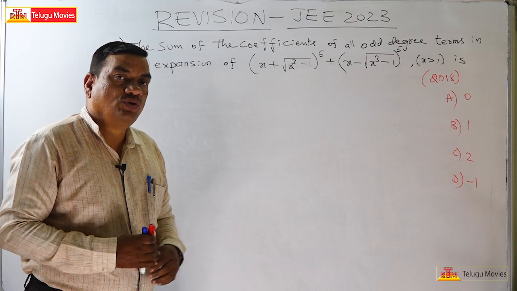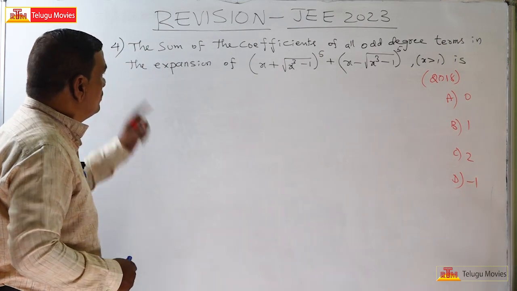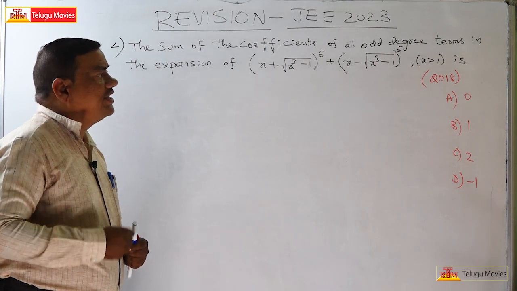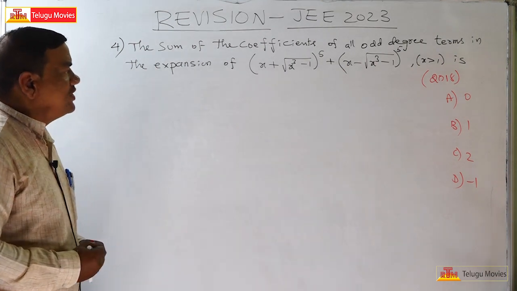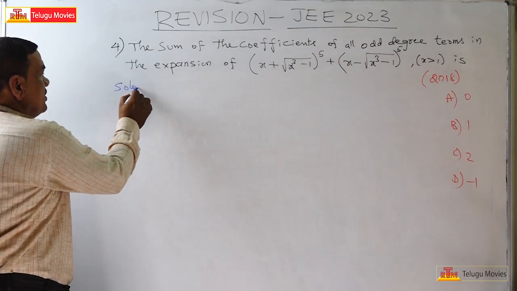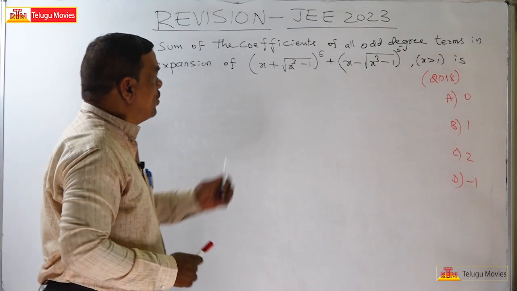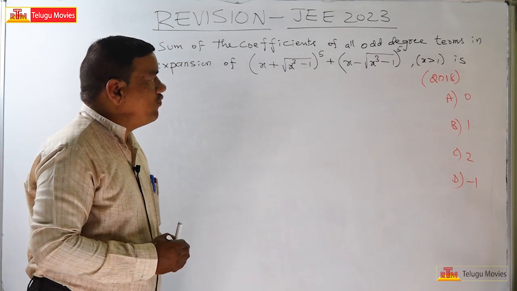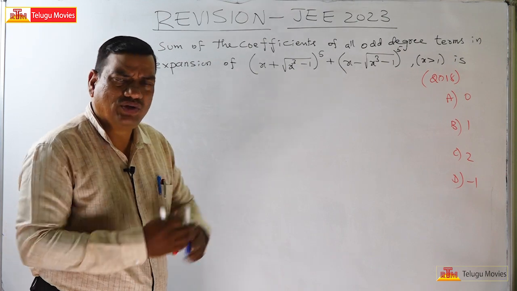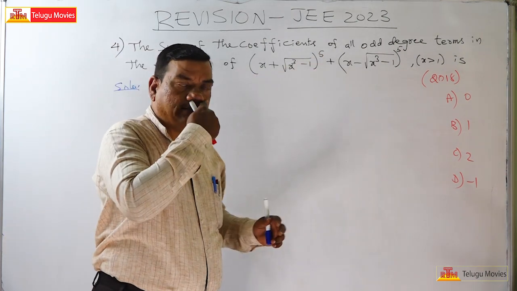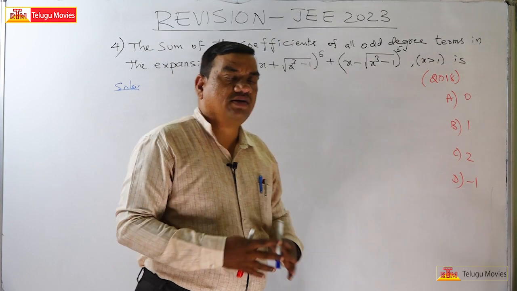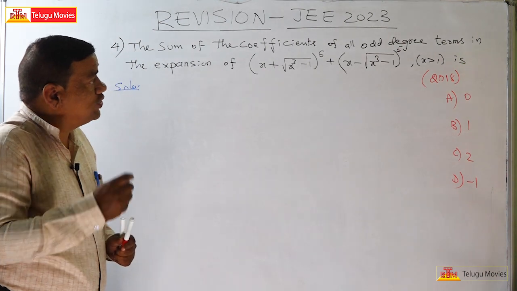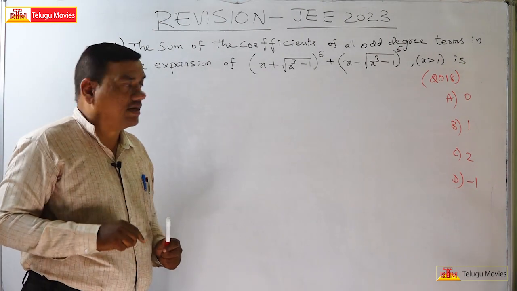Hi students, welcome to this problem. So we are asked to find the sum of the coefficients of all odd degree terms in the expansion of x plus root of x cube minus 1, whole to the power of 5, plus x minus root of x cube minus 1, whole to the power of 5. In this expansion, you will get 6 terms altogether. If you combine all together, you have to find the sum of the coefficients of all odd degree terms.